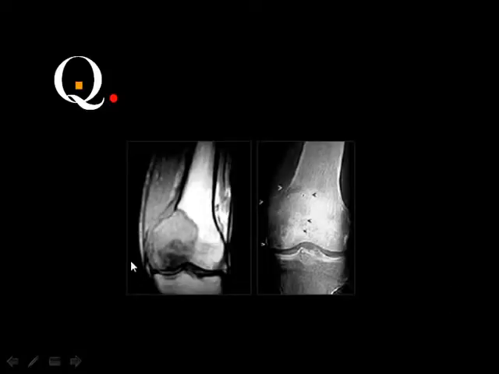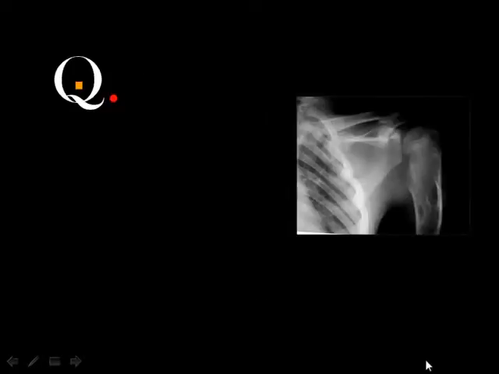This is a destructive lesion in the distal femur. Do you think this is benign or malignant? Malignant. And it was proved by biopsy to be a leiomyosarcoma. How can you know? This is a malignant lesion. This is what we can say. What do you think about this case?